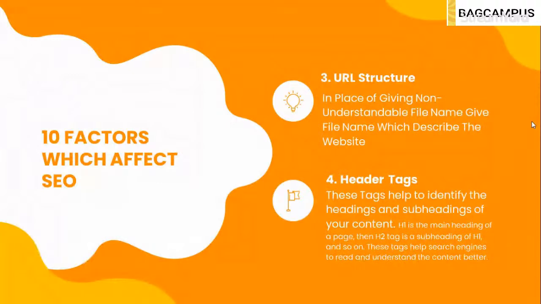So for example, if your main URL is about digital marketing, then you should have your URL properly structured, like powercamp.backcampus.in/digital-marketing/schedule. This is what we call URL structure.